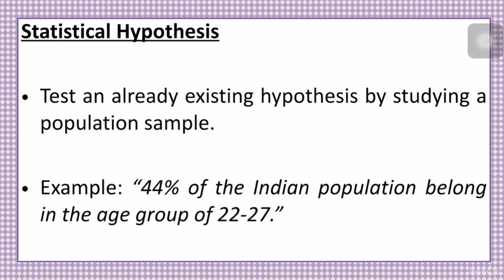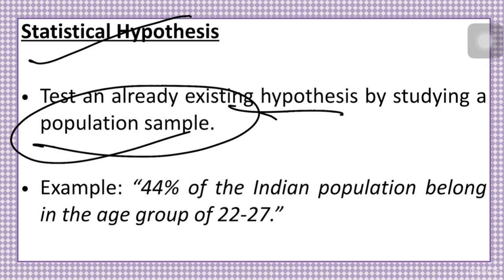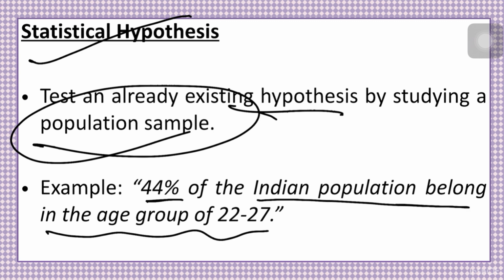Now, the last type of hypothesis we have is the statistical hypothesis. In this, we try to test the existing hypothesis on a certain population size. Example: say 44% of the Indian population belong to the age group of 22 to 27. We are testing an already existing theory, or hypothesis, through the population sample.